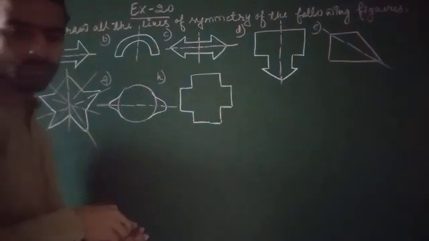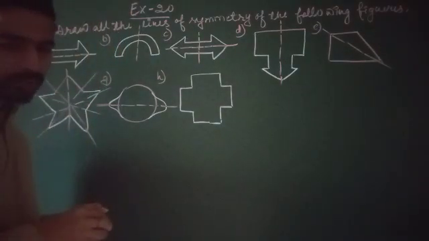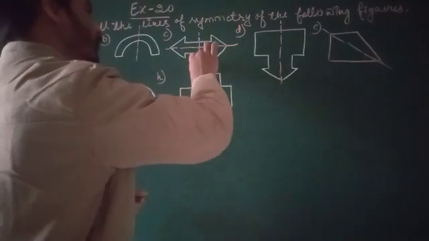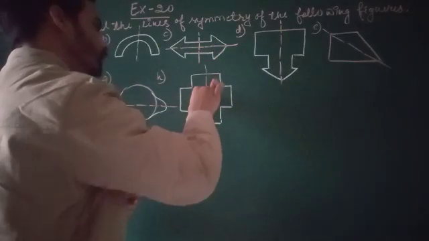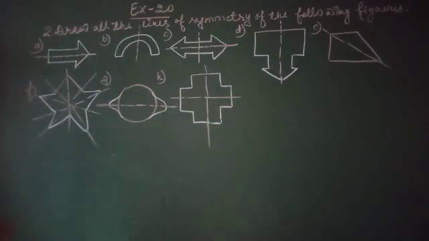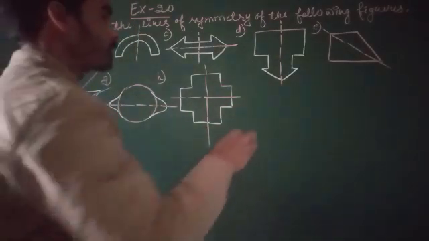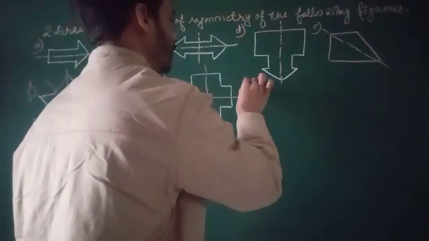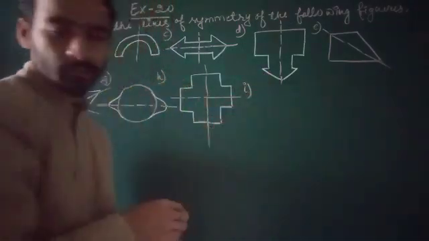There is 1, 2, 3, 1, 2, 3, 1, 2 lines of symmetry. Two lines of symmetry, and after that, the next one is question number I.